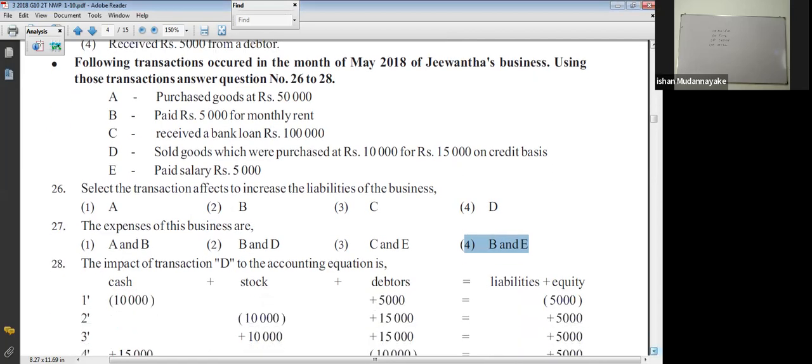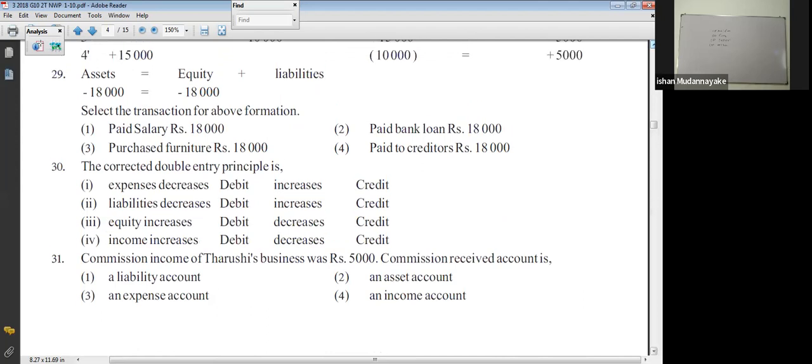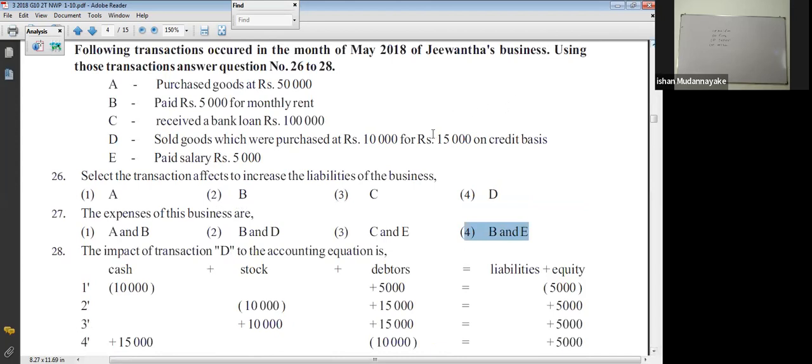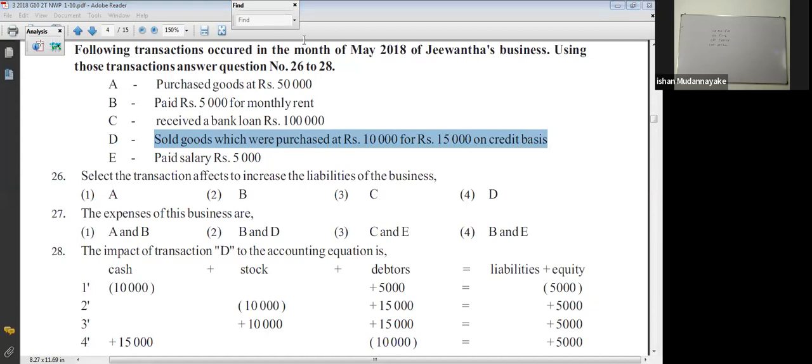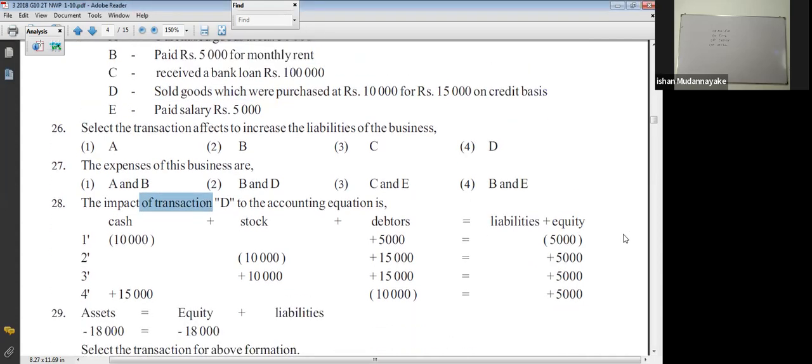Look at question number 28. Here, the impact of transaction B to the accounting equation is... What is the answer for question number 28? Second one. Okay, right? Yes. B. Question number 28, B and D. Fourth one. B and fourth one is the answer.